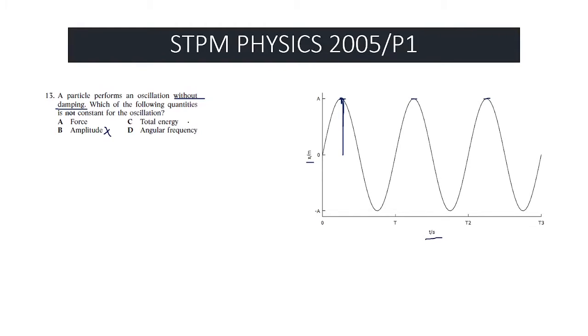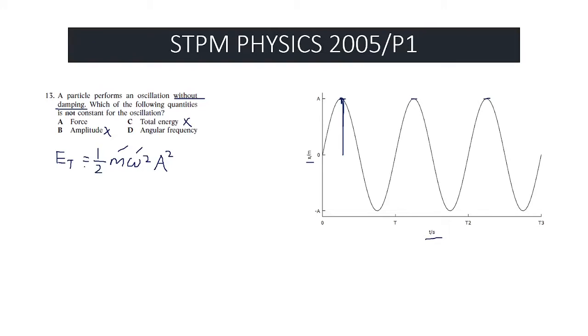Now take a look at the C. Total energy. The formula for the total energy is E total equals 1 over 2 m omega square A square. And since the amplitude is constant and omega is constant, the mass is also constant, so the total energy is also constant. So it is not the answer we want.